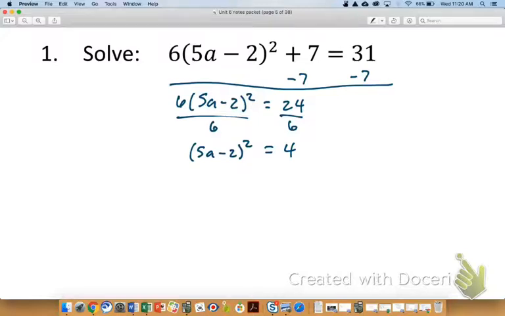Okay. So, can you guys see how the squared quantity is now by itself? I can see that some of you have worked ahead. Once the squared quantity is by itself, what do?